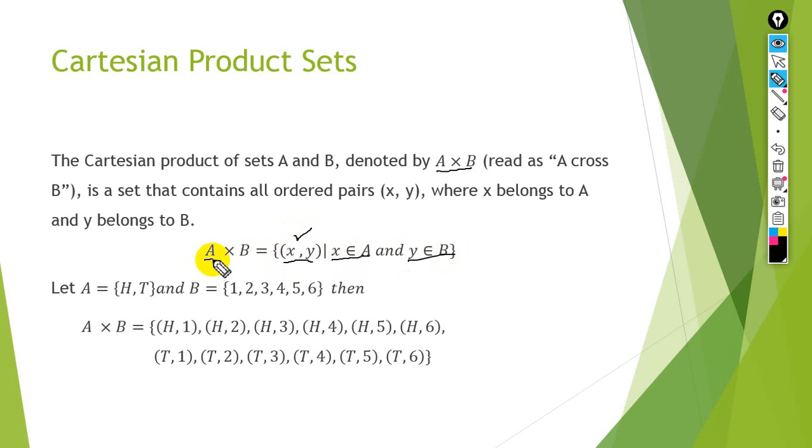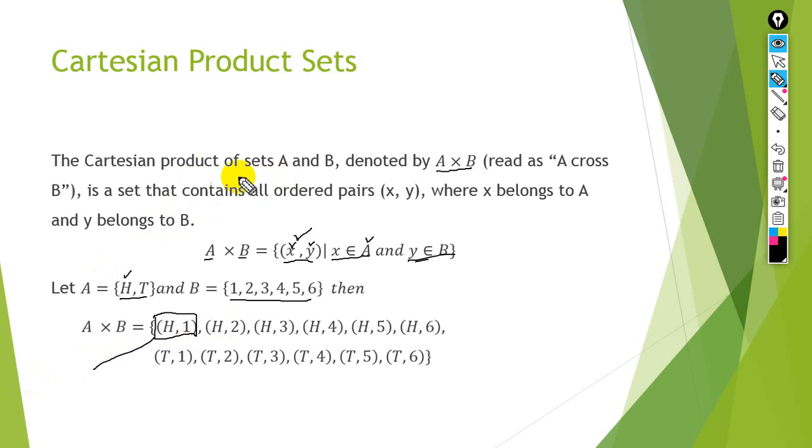If we multiply set A and set B, we take an ordered pair: the first element x belongs to A, and the second element belongs to B. For example, here we have two sets, H T (head and tail) and 1 2 3 4 5 6. If we multiply these two, we write H first, then the comma, then the elements 1 2 3 4 5. A portion of it enclosed in parentheses, a bracket, is called an ordered pair. If we close H and 1 in parentheses, we call it an ordered pair.